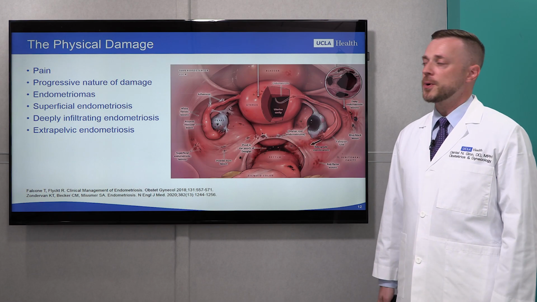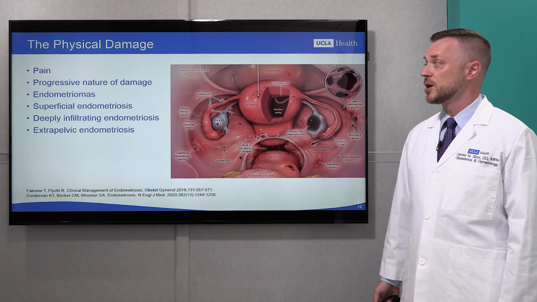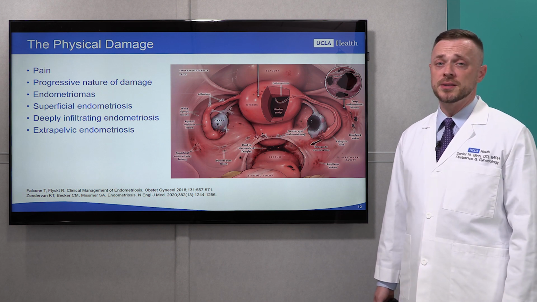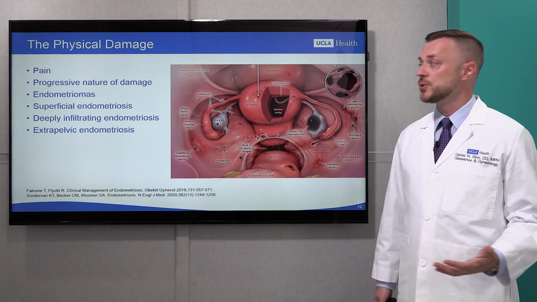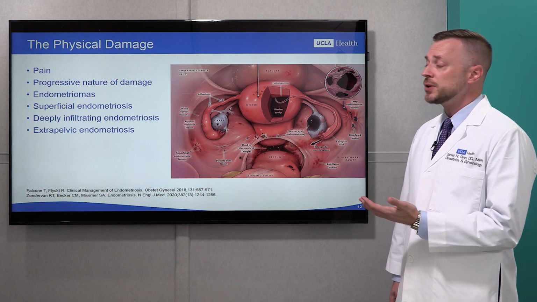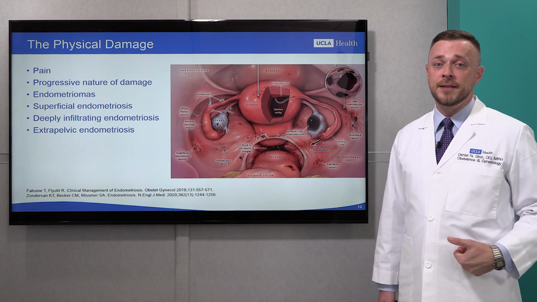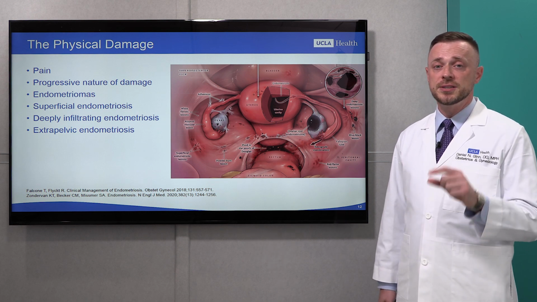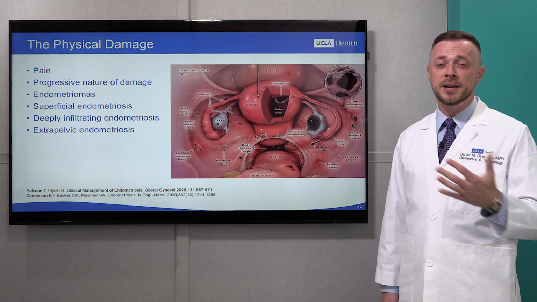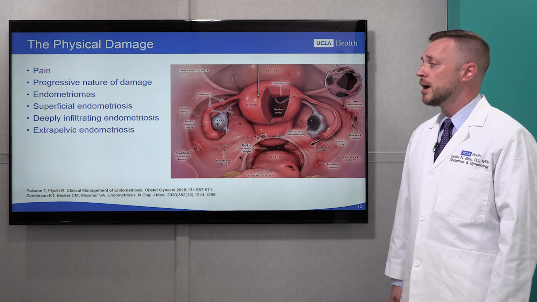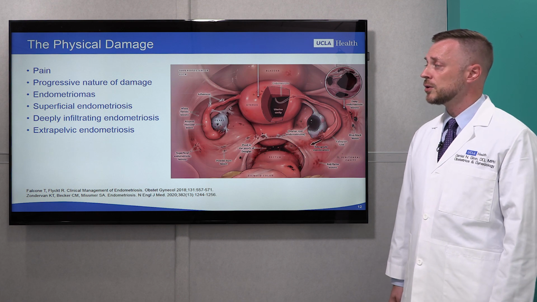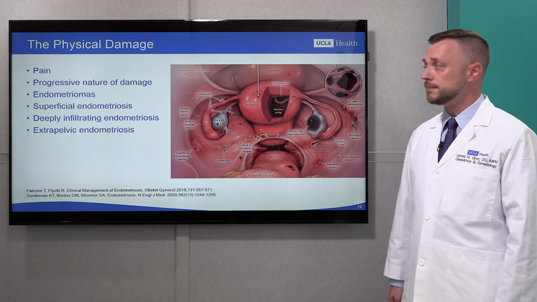The physical damage is probably the worst part. Pain, the progressive nature of the damage itself. Endometriomas, which are cysts on the ovaries that contain endometriosis fluid. Superficial endometriosis that affects the peritoneal cavity itself, and then deeply infiltrating endometriosis, which are implants that go deeper through that tissue and might affect the organs that are underneath. And also extrapelvic endometriosis, which can affect the liver or the lungs or the kidneys.